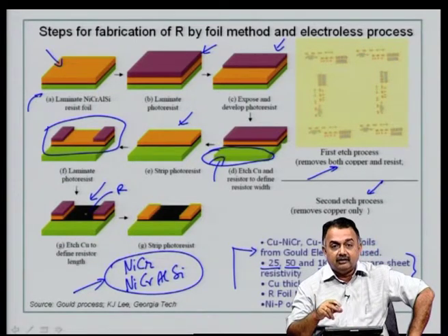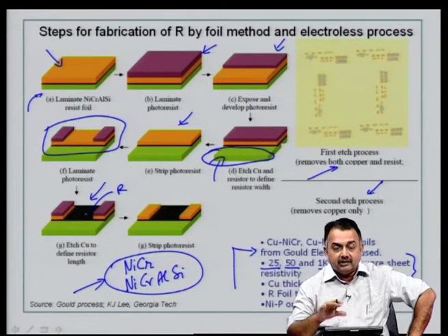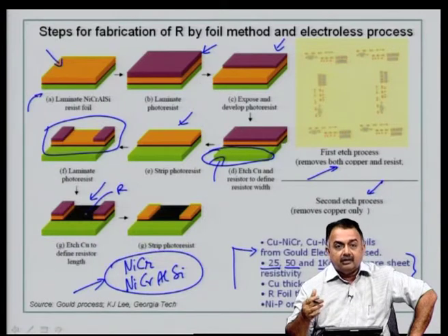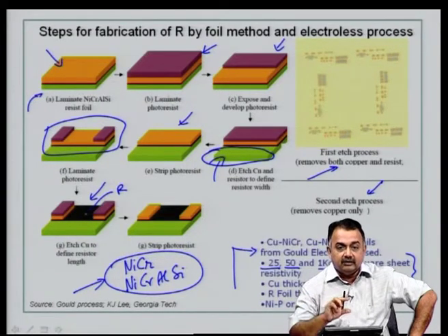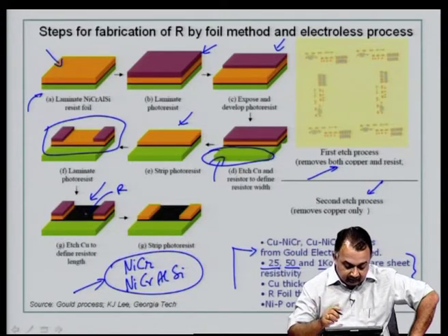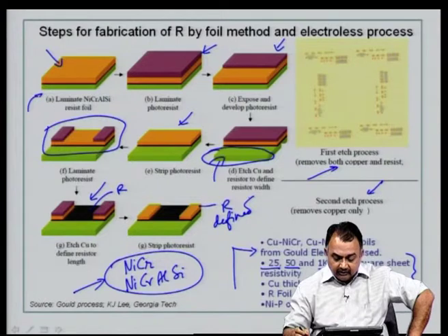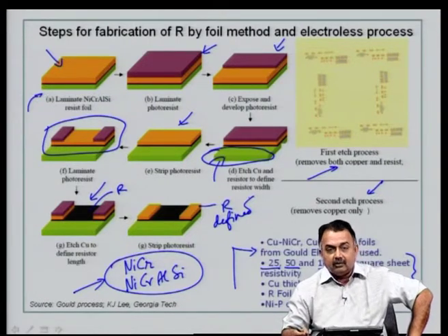The key here is that it is very similar to your PWB print and etch methodology. The key is how well you utilize the two etchants to define your length and width of the resistor. Then finally, you can strip the photoresist and you will get an R defined. The same thing goes with the electroless process.